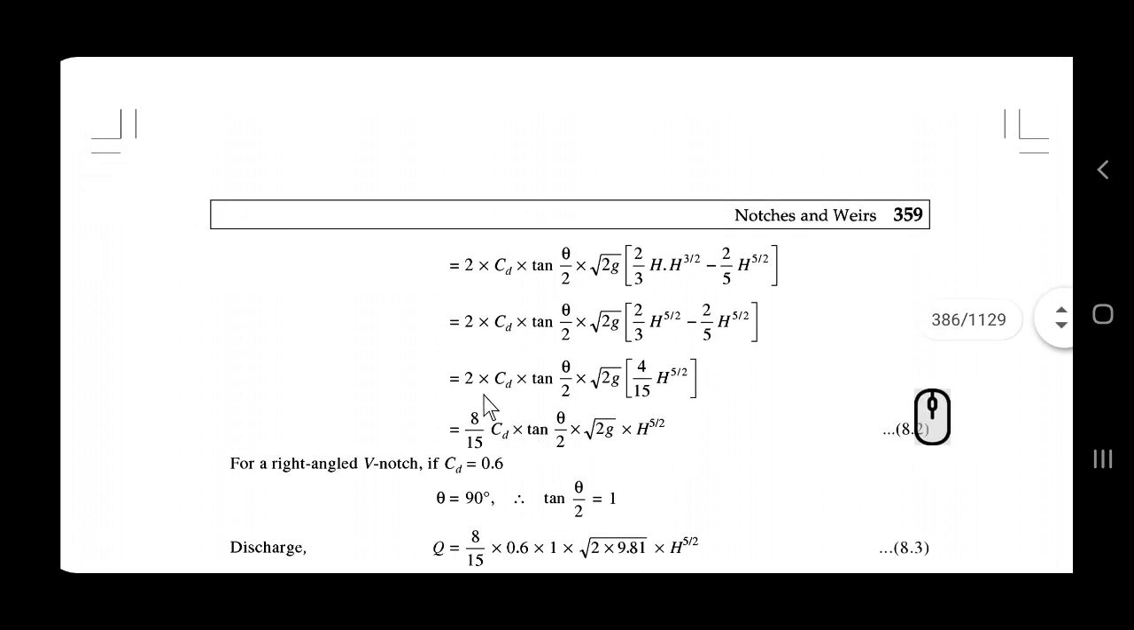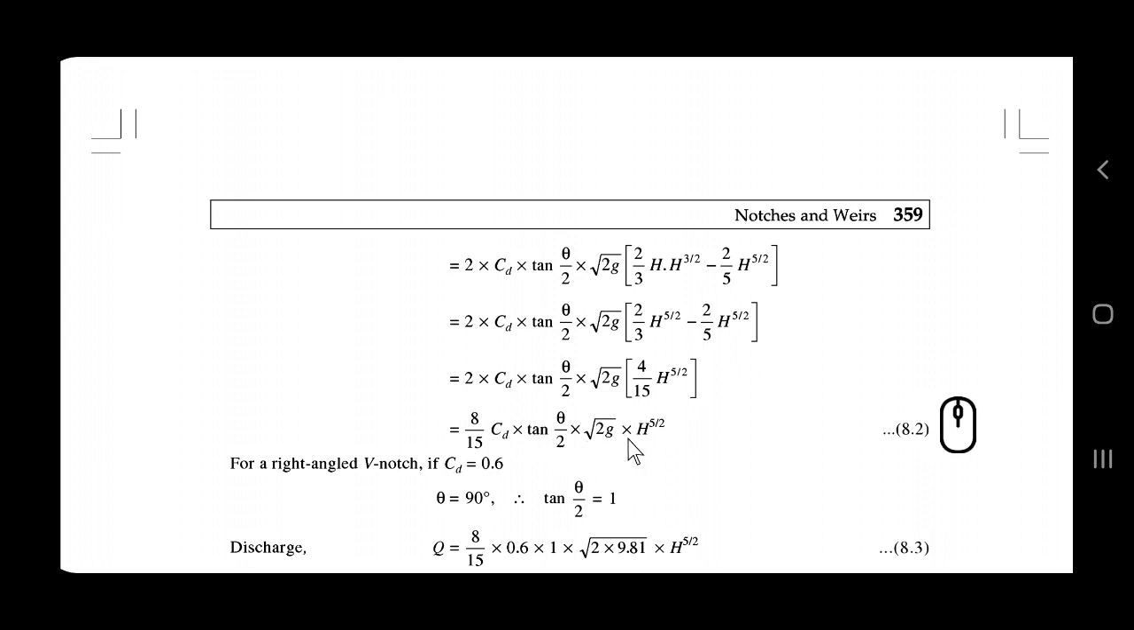So outside you have a 2 and inside you have a 4. 2 into 4, that is 8 by 15. So we can take this 4 by 15 to outside, that is 8 by 15 Cd into tan theta by 2 into root 2g into H raised to 5 by 2.